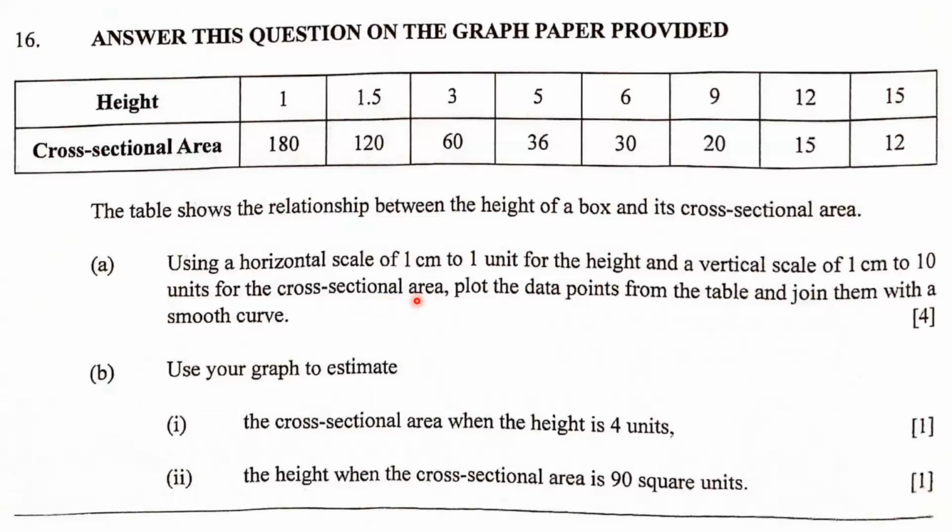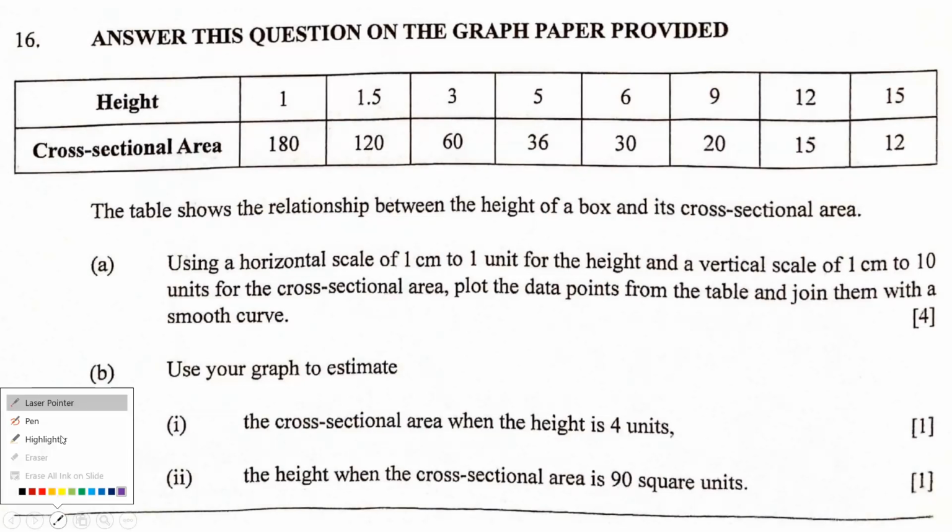For the cross-sectional area, plot the data points from the table and join them with a smooth curve. So here they were nice. They told us exactly what it is. It's a smooth curve, not a line. So let's first do this, right? Let's represent this. Let's plot the points.